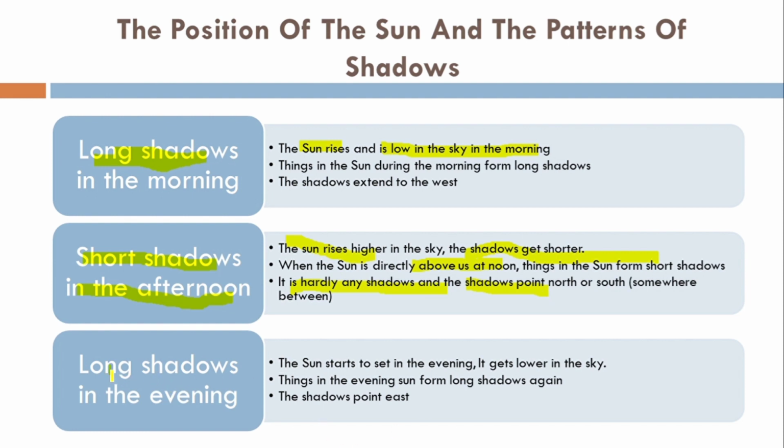Next, about long shadows in the evening. In the evening, the shadows become longer again, just like in the morning, because the sun starts to set in the evening, and the shadows will point to the east. So every time, the shadows will extend or point in a different direction.